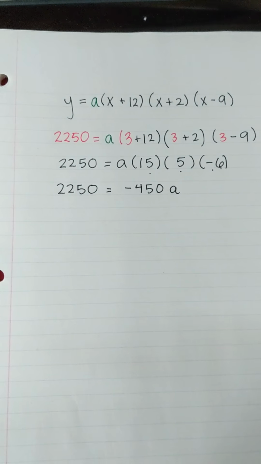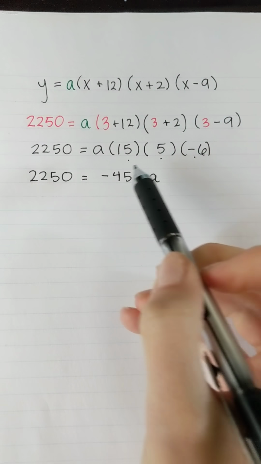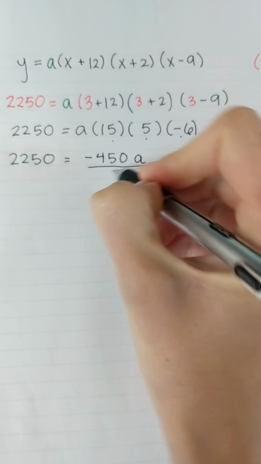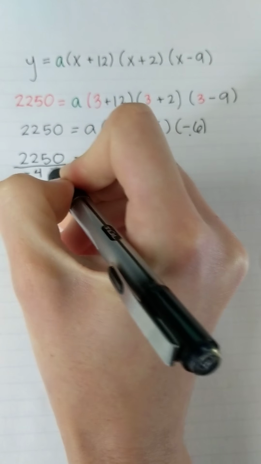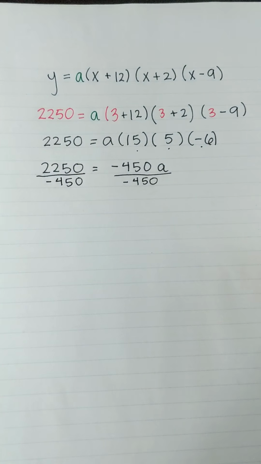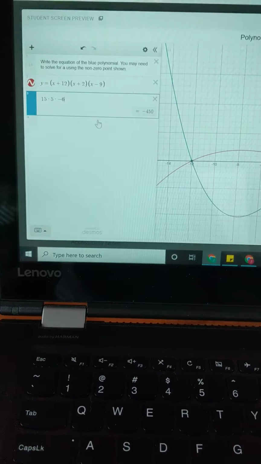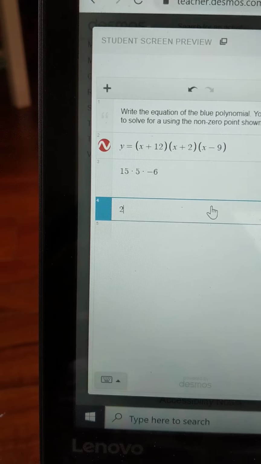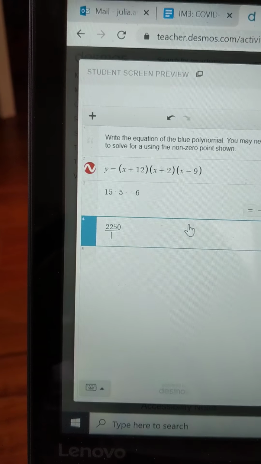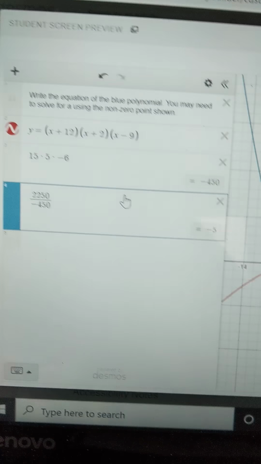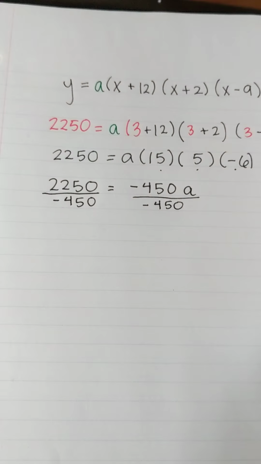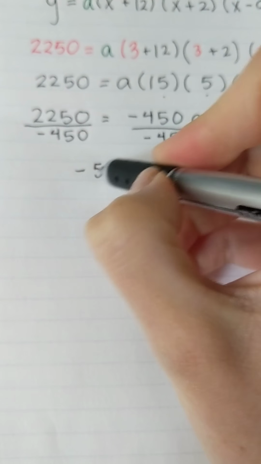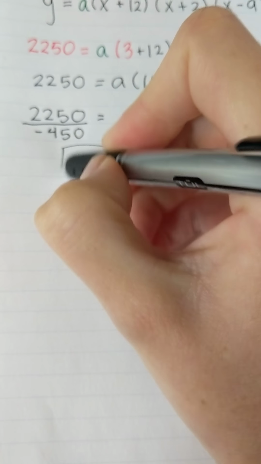Okay, so then my very last step is going to be to solve for a by dividing both sides by 450. So I divide by -450. All right, so let's look at what that is. So I can type in 2250 divided by -450, and I see that it's -5. All right, so now I have -5 equals a.